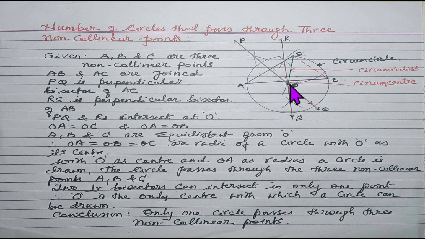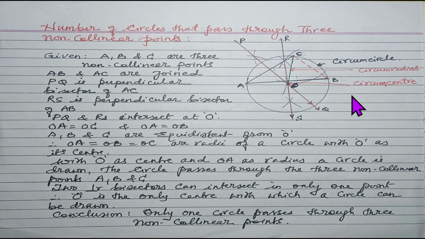So O is the only center possible, because we have the perpendicular bisectors PQ and RS intersecting at a point, and we know that two lines can intersect in only one point. Therefore only one center is possible, and with that only one center, we can draw only one circle passing through the three non-collinear points A, B and C. The conclusion is that only one circle passes through three non-collinear points.